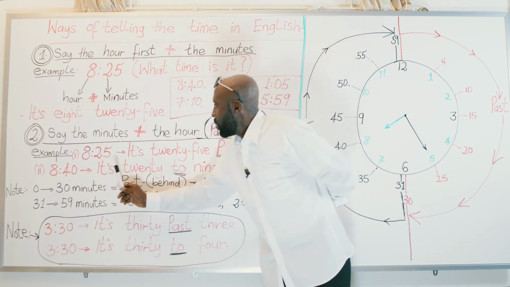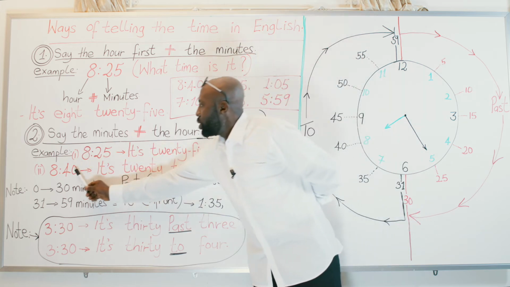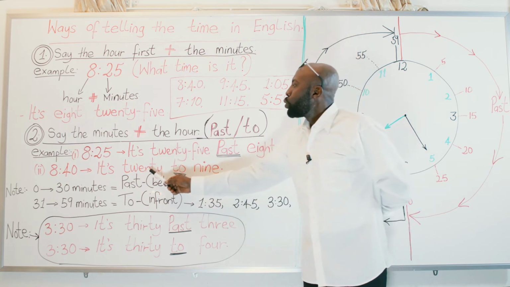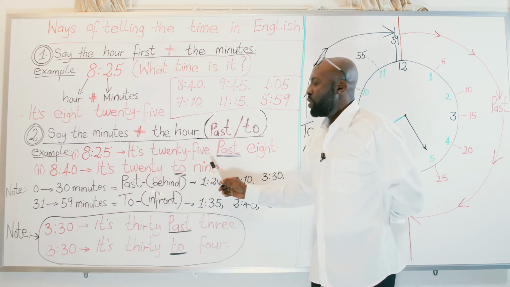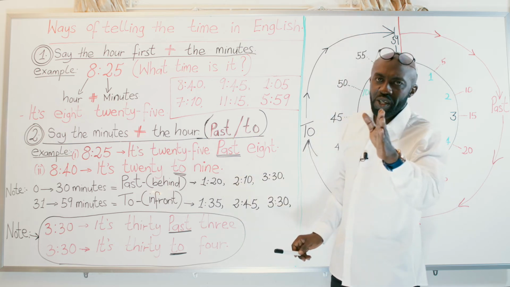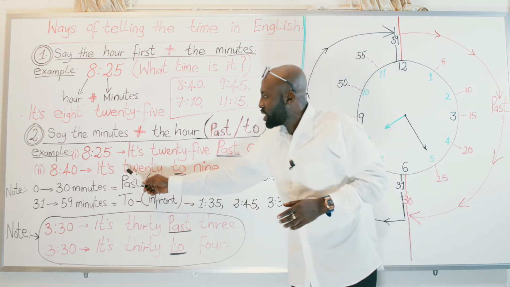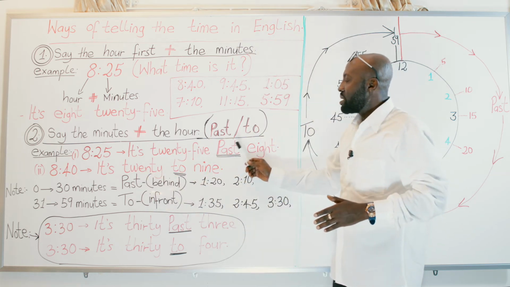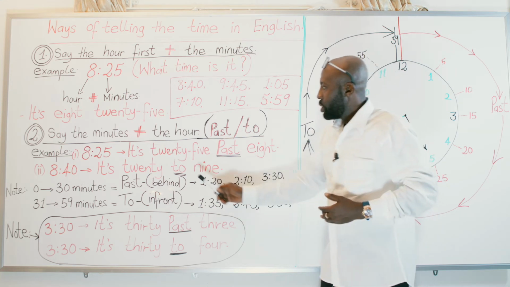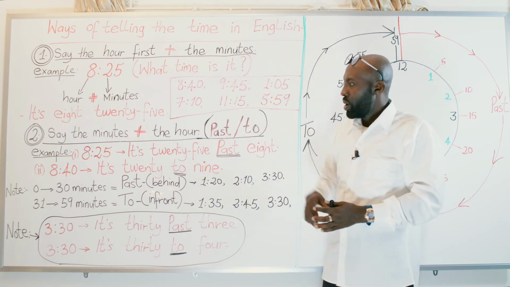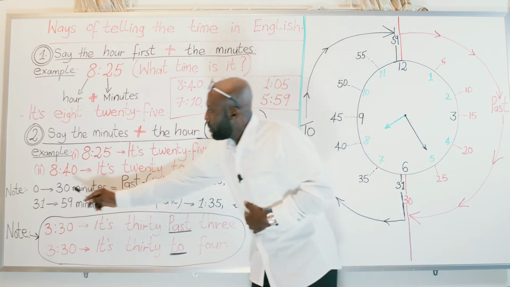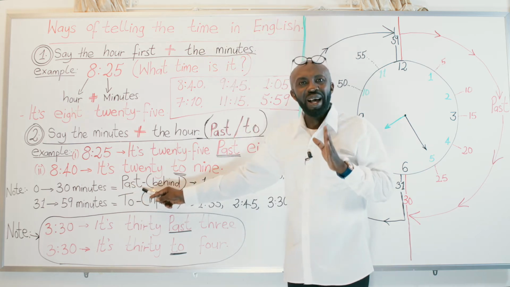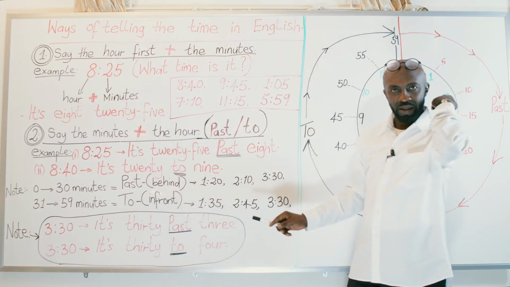The next is 8:40. So if you are supposed to say the minutes before the hour, you are going to say it's 20 to 9. Don't get confused. Why is it 20? Remember, I told you past is behind. To is in front. So look at this. From 0 minutes to 30 minutes, you use past, which is behind.